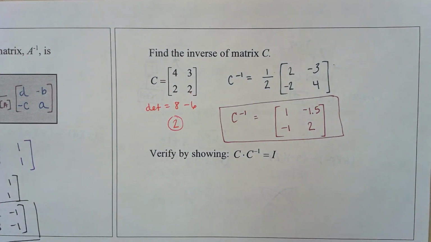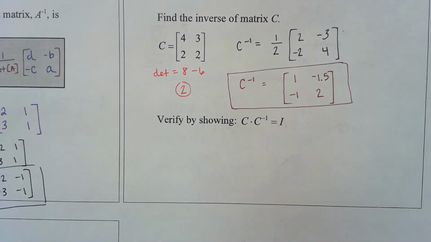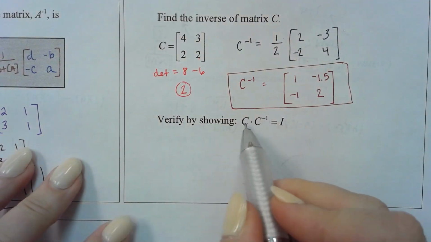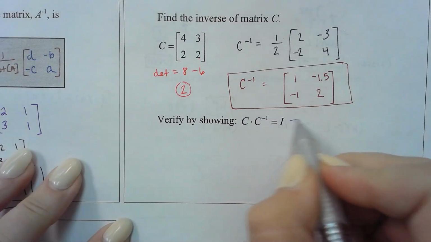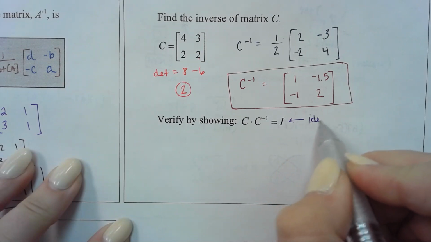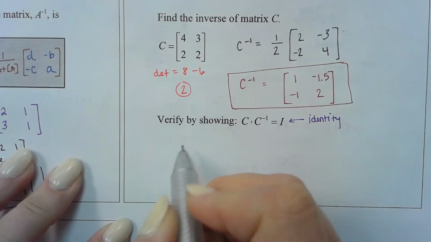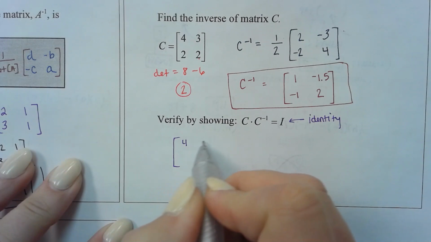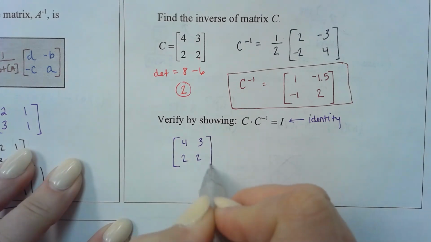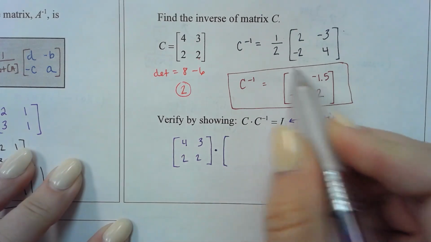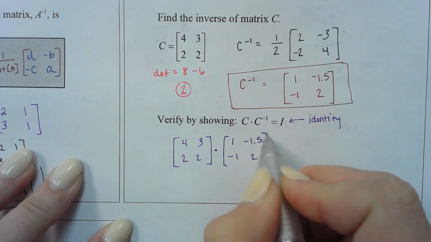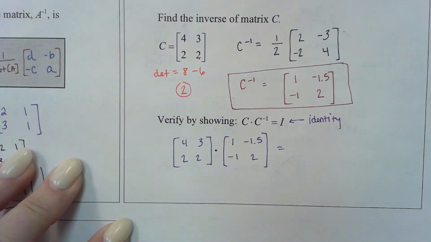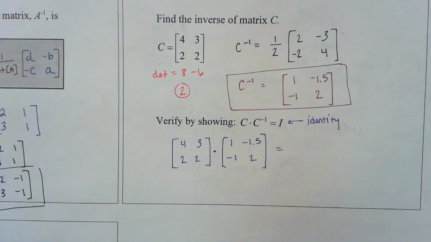Now, I could check this on a calculator, right? But I'm asking us to check it a little bit differently. It says, let's verify by showing that when you multiply matrix C by its inverse, you get the identity matrix. All right, so let's do that. Let's take C, which is a 2 by 2, and let's multiply it by what we think the inverse is. The reason I'm asking us to do this is because it's going to really help us remember what an inverse does.